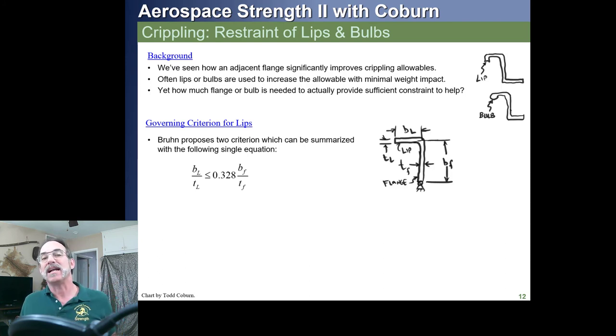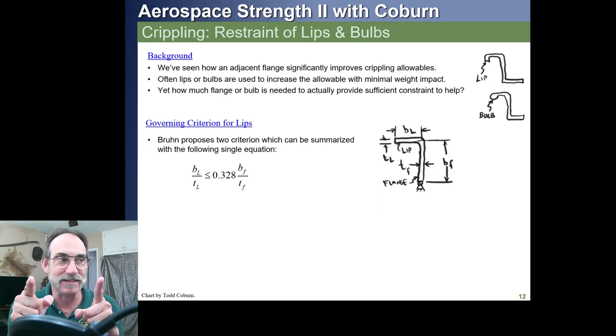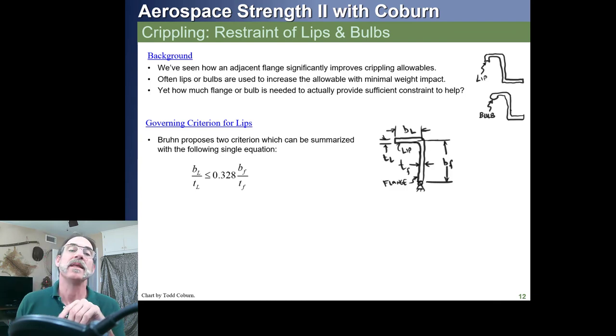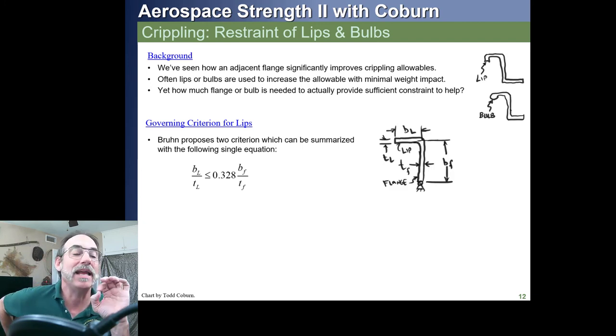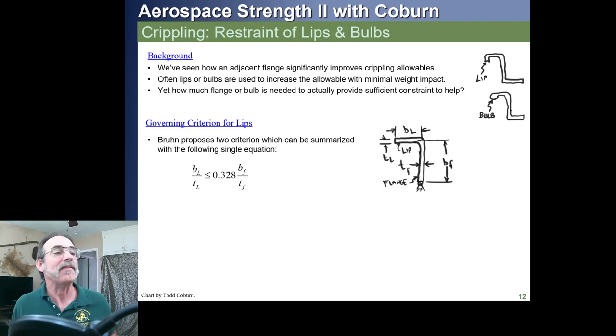Then he provides a couple criteria which can be summarized with a single equation where we take the length of the lip, and once again, these are end to mid-plane distances. If we take that ratio and compare to the flange ratio, then if we meet this criterion, that lip is sufficient to provide enough restraint, and we can idealize the adjacent flange, in this particular case, as no edge free. If we fail this criteria, then we treat that flange as having a free edge. Okay? That's how it works.